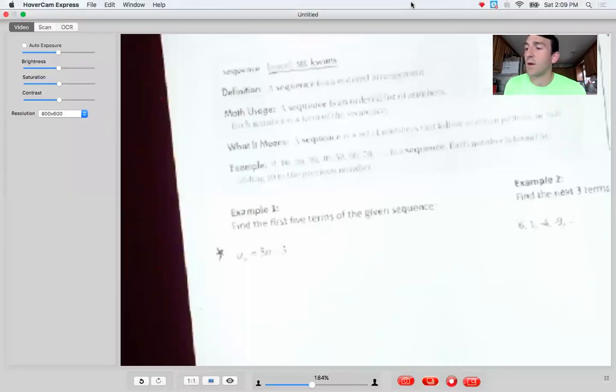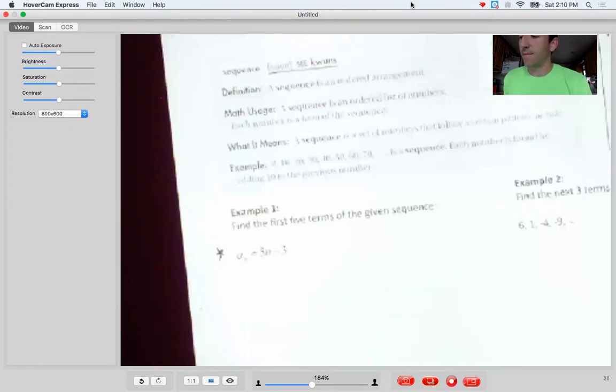This will start chapter 9 for us. This first lesson is kind of a combination of section 9.1 and 9.2, but I'm going to call it 9.2 because that's the bulk of it. The learning target is I can identify the rule to define an arithmetic sequence, and I can use that rule to find the nth term of an arithmetic sequence.